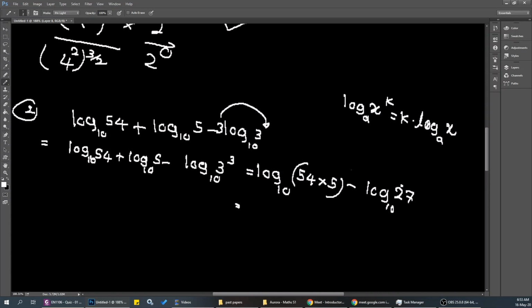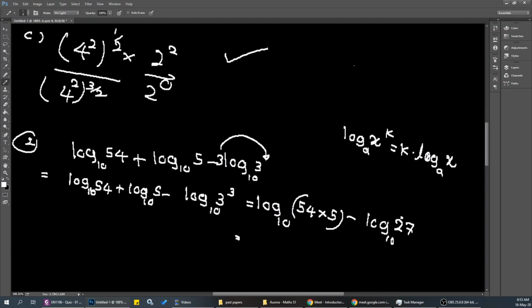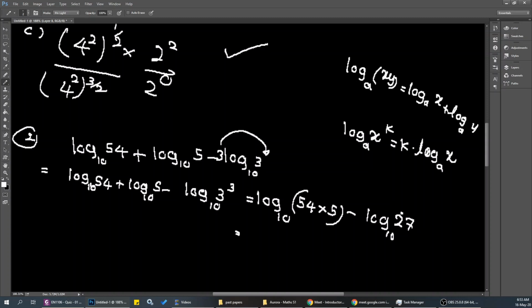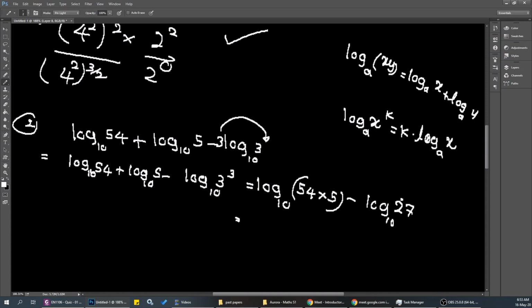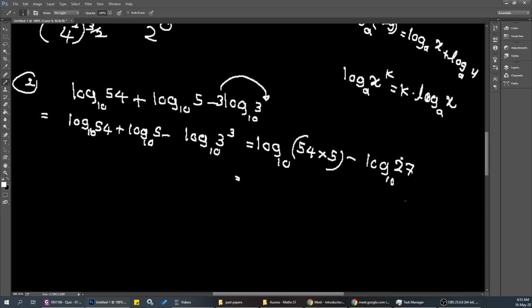What I did was we had a logarithm rule like this: log of xy to the base a can be written as log of x plus log of y to the base a. So this is something like we have in the left side, and we are going to convert this into this form. So that is what I did here: log of 54 into 5 to the base 10 minus log of this, the third term that we kept as it is.